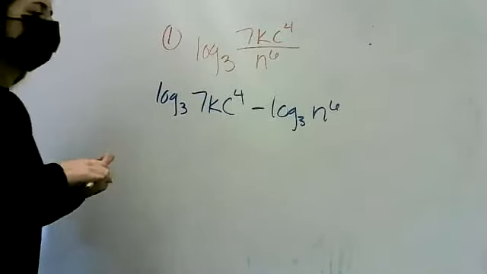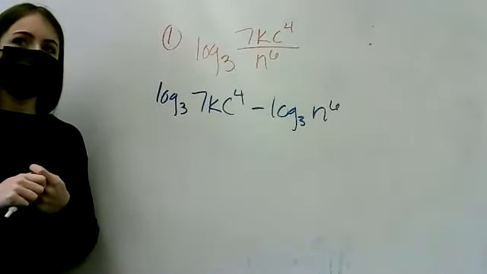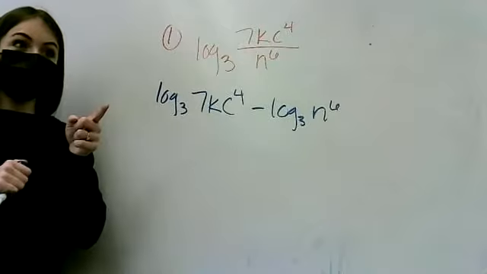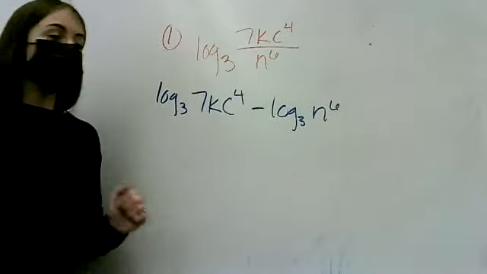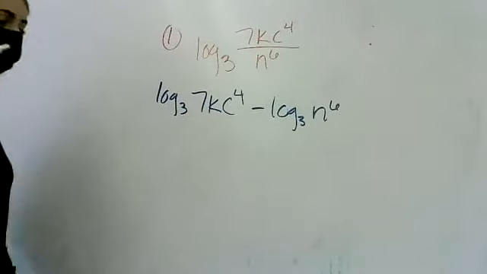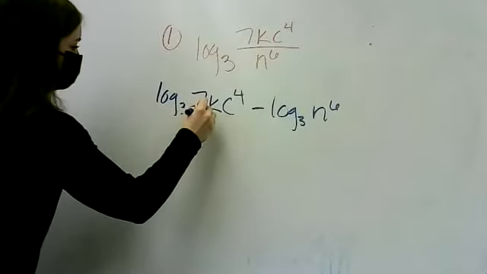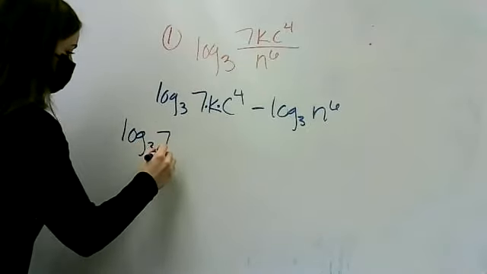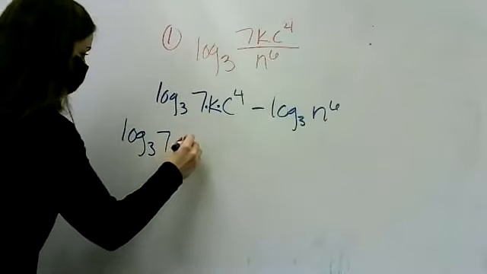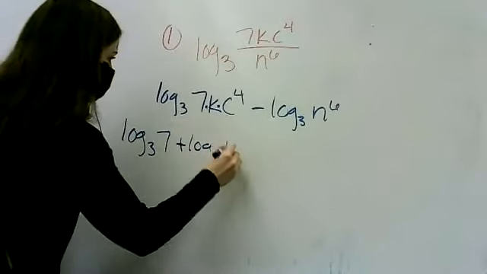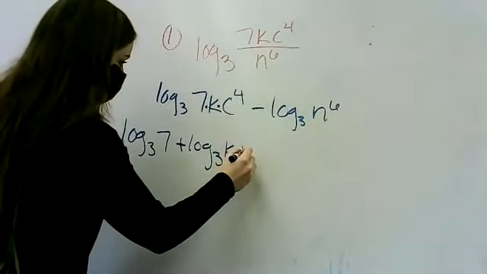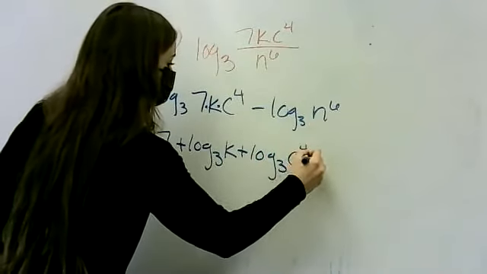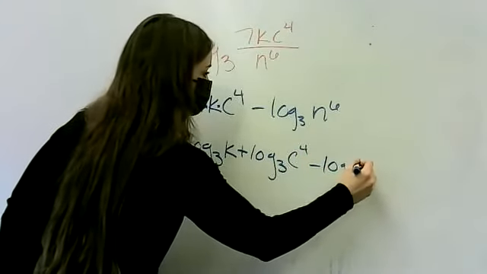Okay, what's the next thing I have to do now? Power's last. We do have to do power, but not next. There we go. Product property. So we will do power third and last. We're now going to say that there's multiplication between that term and between that term. So I have to split this up between log base 3 of my 7. Multiplication turns into addition. Log base 3 of k. Multiplication again turns into addition. Plus log base 3 of c to the 4th minus now log base 3 n to the 6th.